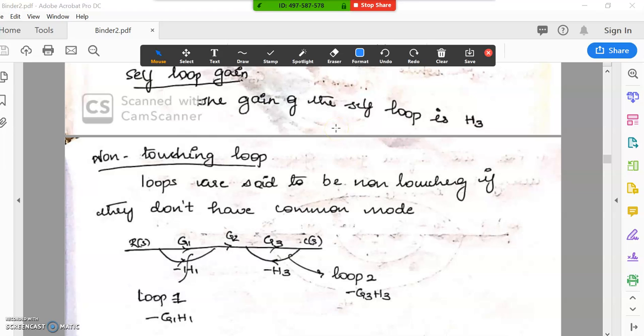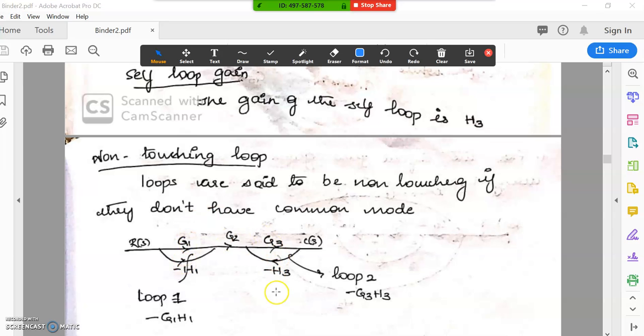G divided by 1 plus or minus Hg was the total gain. Here we are just seeing the product gain. Product gain would be here G into H1, minus H1, G3 into minus H3.